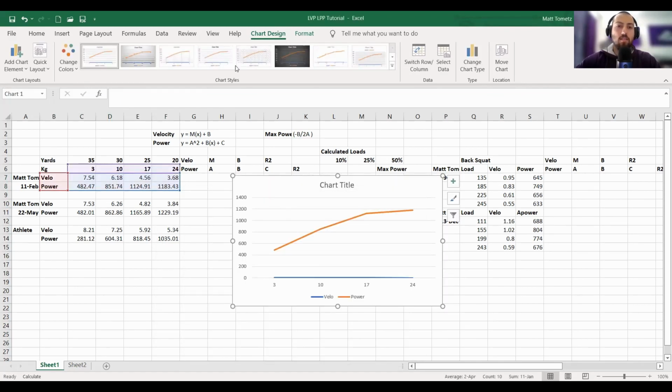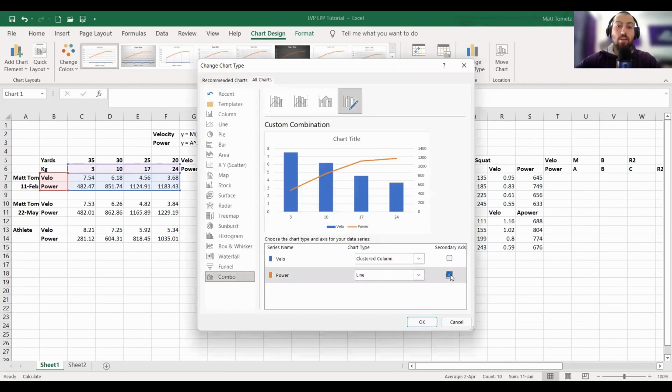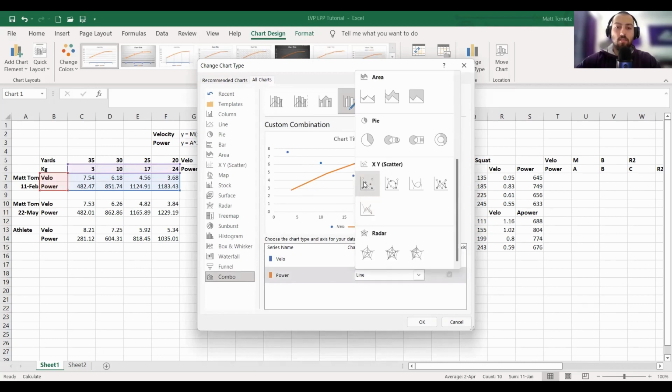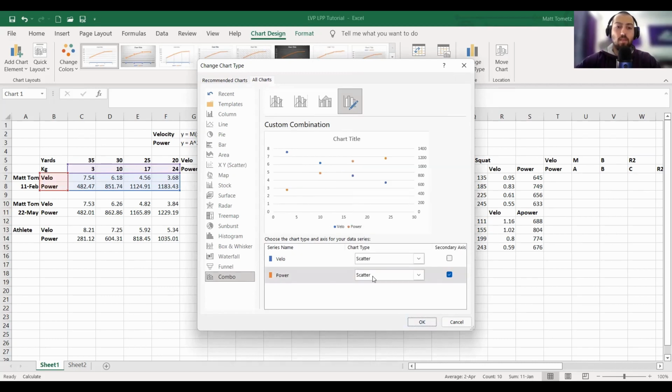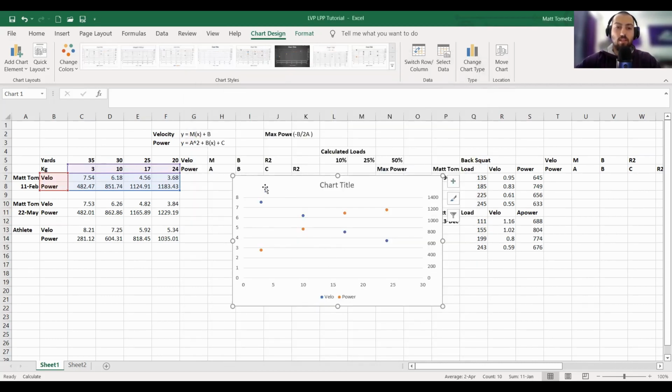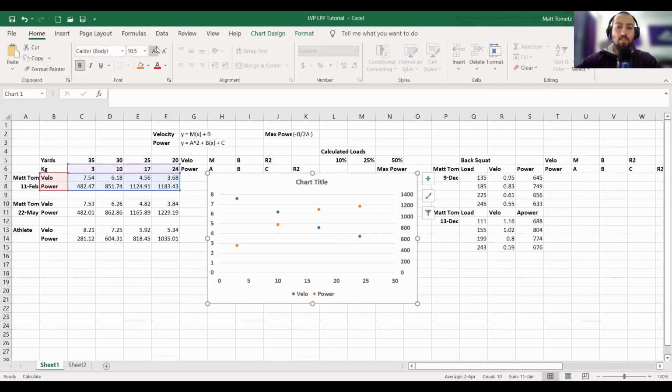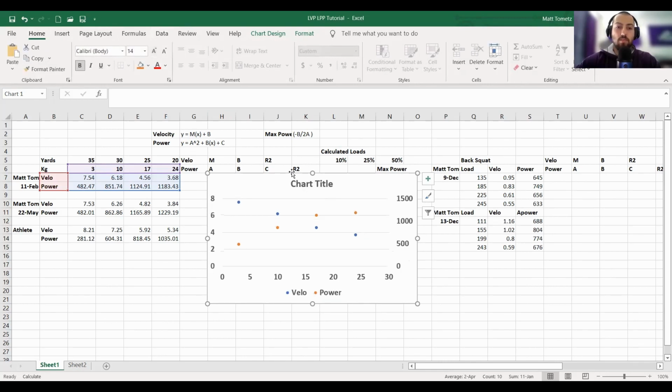So now I want to change chart type because I want power to be on the other axis, the secondary axis, and then make both of these scroll down, both of these scatters. Okay, so now this is starting to look a little better. Let's make it bold and increase the size. This is just to make it look pretty.